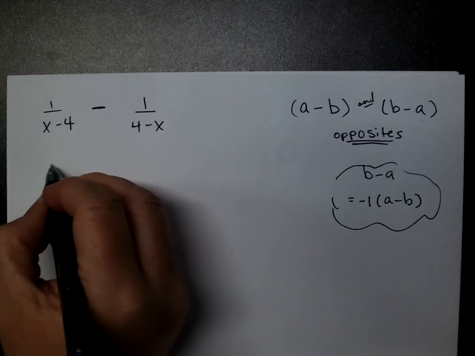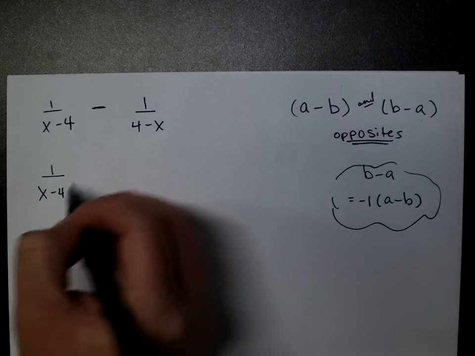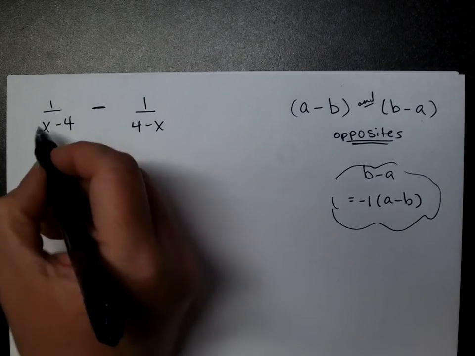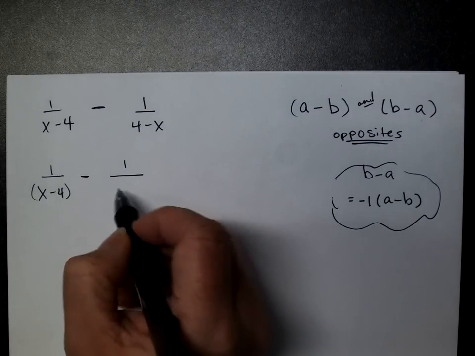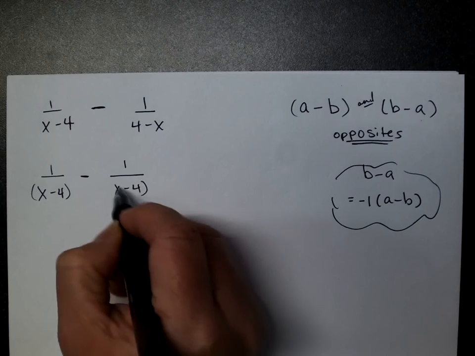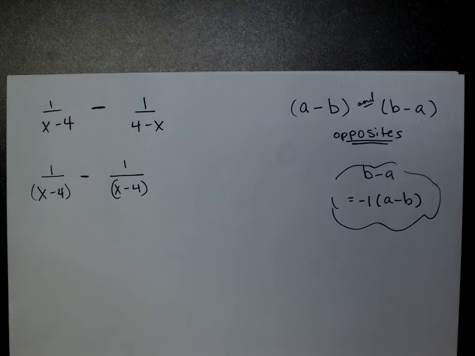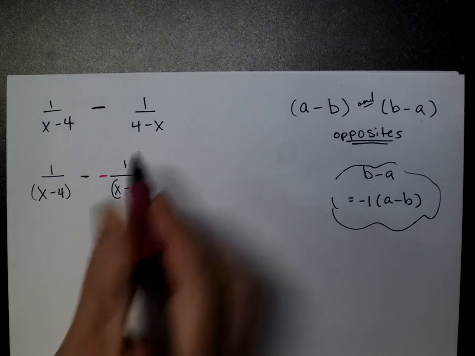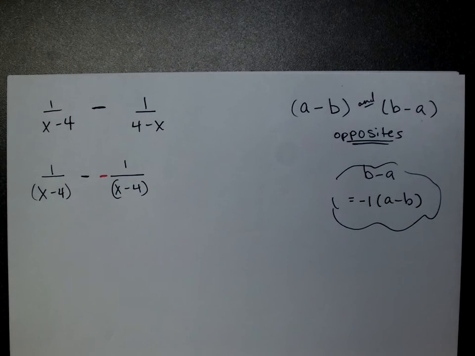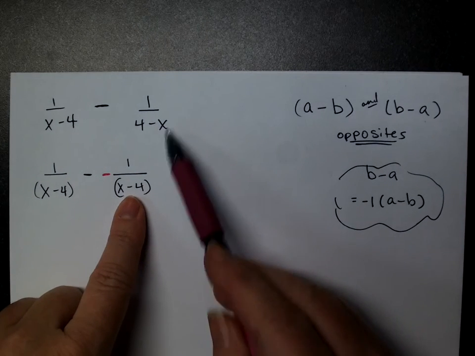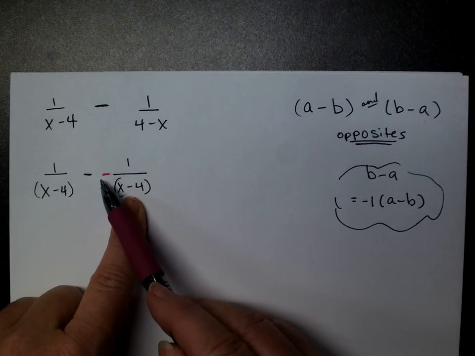So I can rewrite this as 1 over x minus 4 minus, and I'll lock things up too, I can change this into x minus 4. That is legal if I factor out a negative 1, and I'm just going to put that up here. It doesn't matter where you put the negative 1: on top, on bottom, or out front. It's a legal move to change this to its opposite as long as I pulled out a negative.